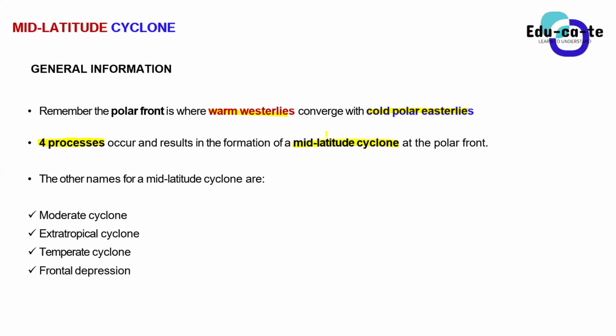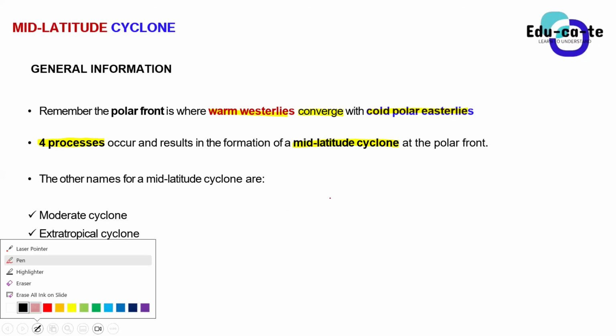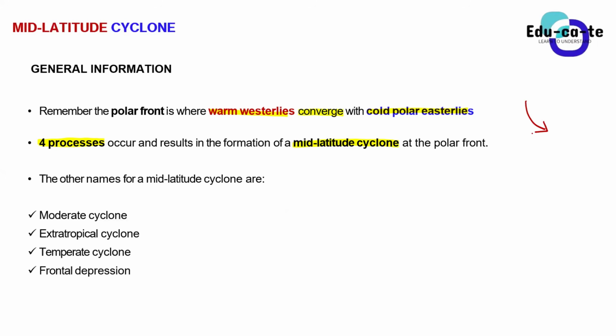Okay, so the mid-latitude cyclone, yes, Siyanqoba? I just want to ask, when they say warm westerlies converge with cold polar easterlies, I would say they meet. Yes, the word converge in this case means that 2 air masses are meeting with each other head on. So we have a warm air mass, which is the warm westerlies, and they are meeting with the cold polar easterlies. And they meet at the polar front. Remember, the front separates these two different air masses.